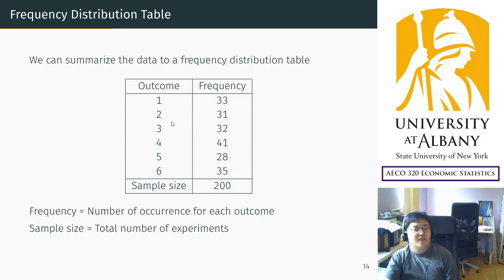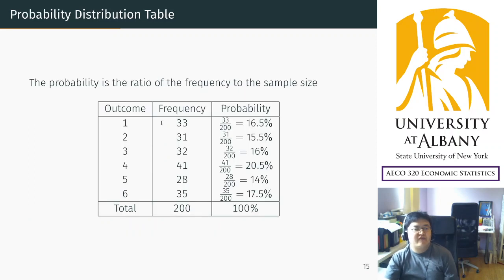And then from the frequency, you can calculate the probability. It should be super easy. Everyone knows how to calculate probability in this simple case. Basically, probability is the ratio of the frequency to the sample size. Out of 200 times, outcome 1 happened 33 times. So their ratio, 33 over 200, is the probability.